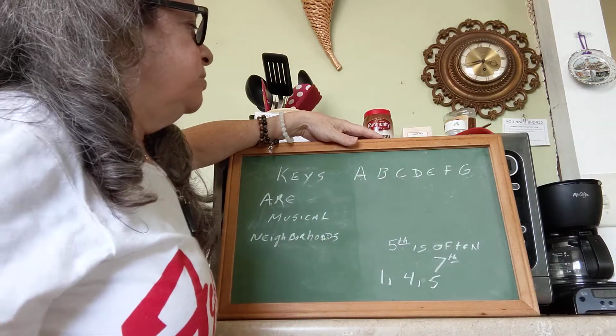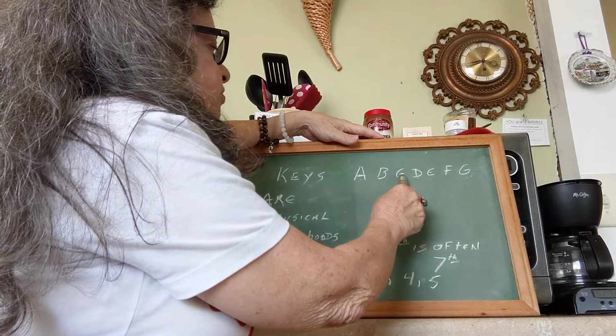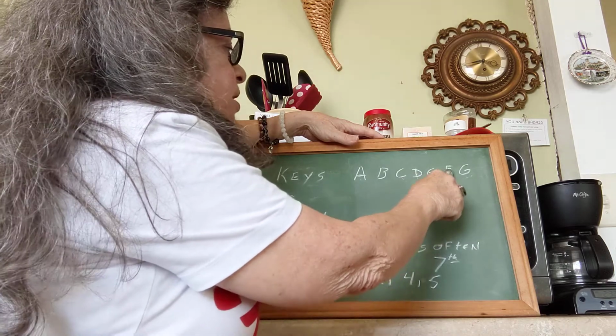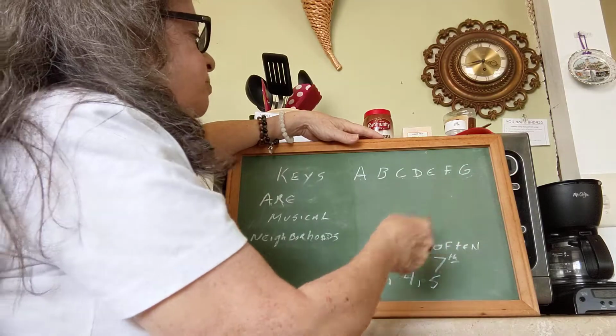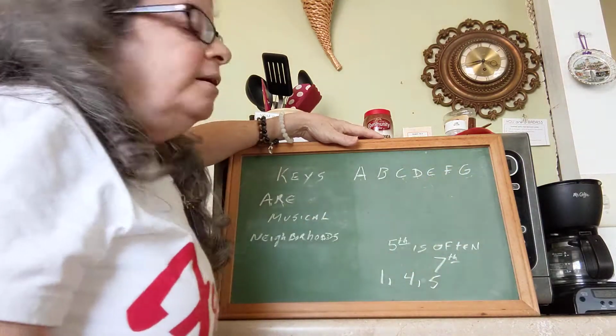For example, if we're in the key of C, which is another common key, C is your 1, so that's 1, 2, 3, 4, and 5. So in the key of C, you'd be playing a C major, an F major, and then the G7.